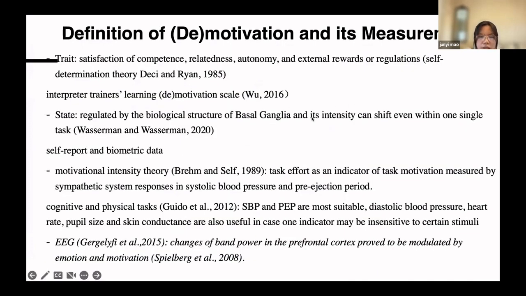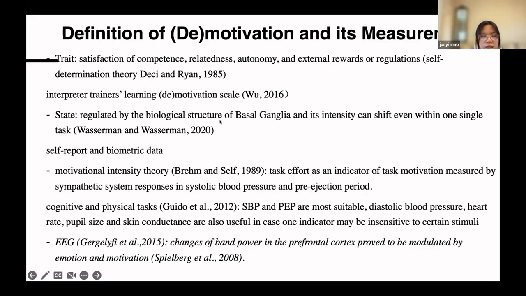The next section is about the definition of motivation and its measurements, because theoretically and practically speaking, motivation, demotivation, and fatigue can be hard to distinguish. First of all, it's quite similar in that motivation is also defined as a trait and a state. The most used self-determination theory proposed that satisfaction of one's competence, relatedness, autonomy, and external rewards or regulations can lead to one's motivation. On the contrary, if those factors are not gratified, we can easily become demotivated. In translation studies, based on this theory, some scholars have developed scales such as interpreter trainees' learning motivation scale.